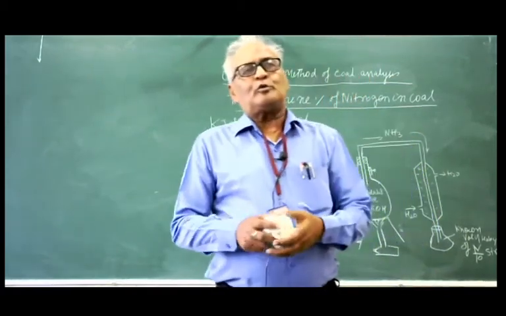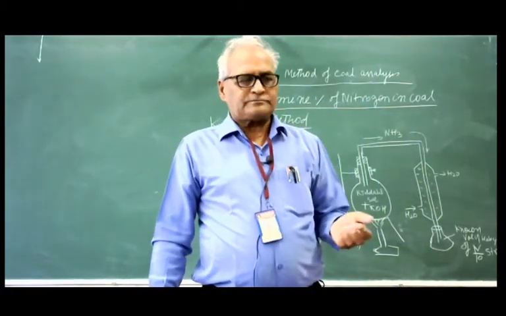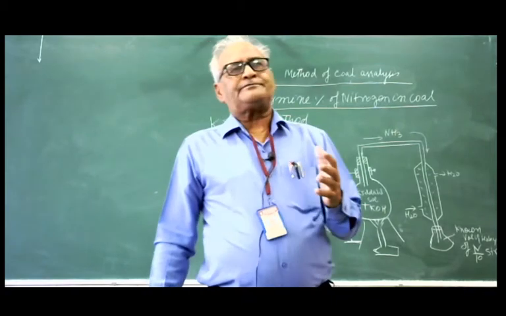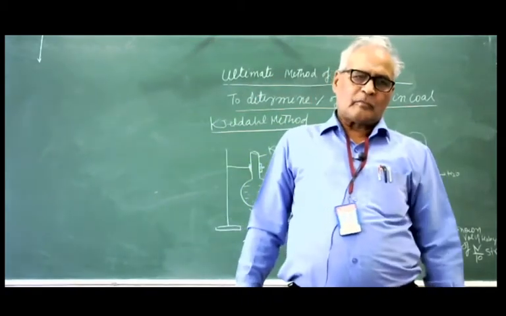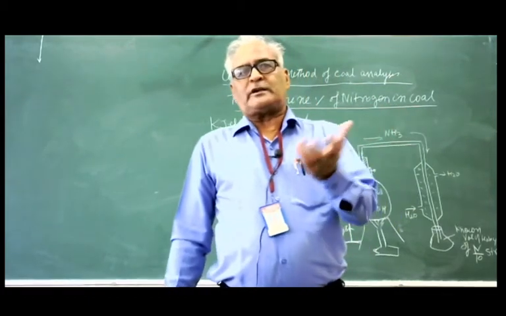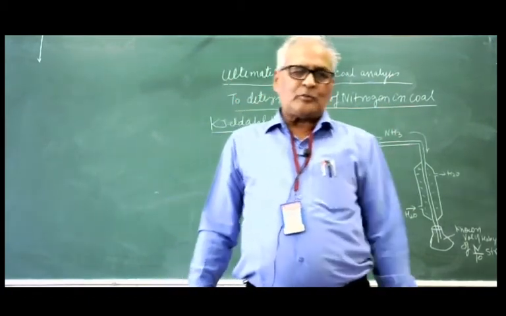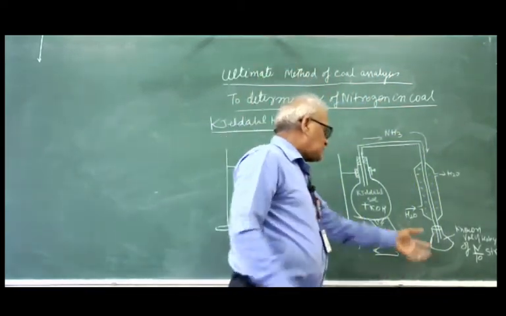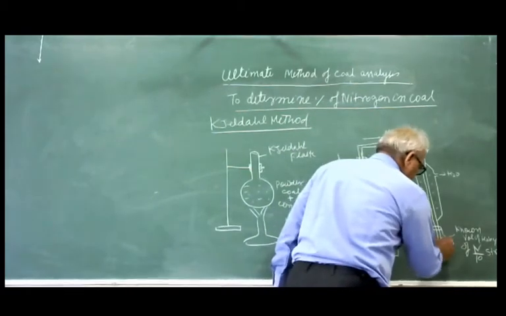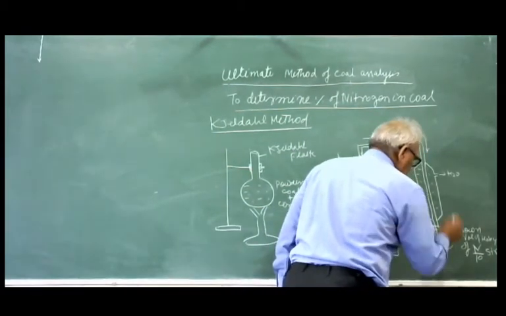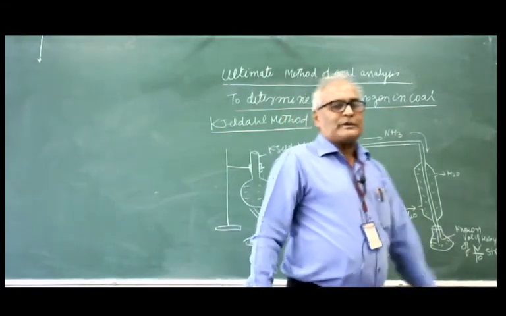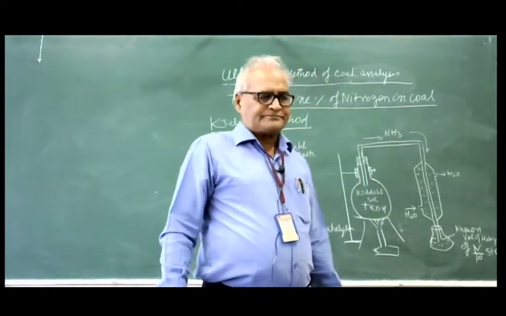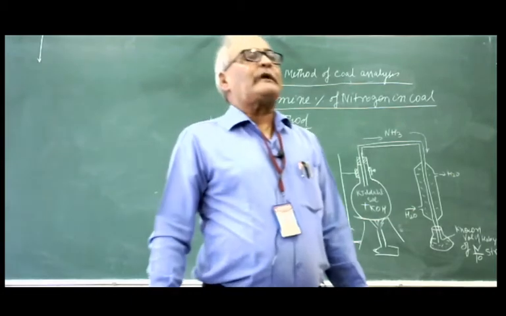But actually we don't know how much ammonia is formed. So some of the sulfuric acid remains unneutralized. So how to determine how much sulfuric acid is unneutralized by the ammonia? For this purpose, we titrate the sulfuric acid. This is the sulfuric acid. From this we will take out some portion of the sulfuric acid, and then we will titrate it with NaOH.